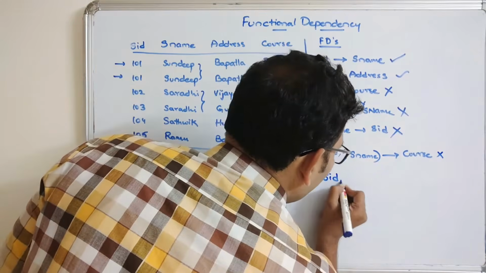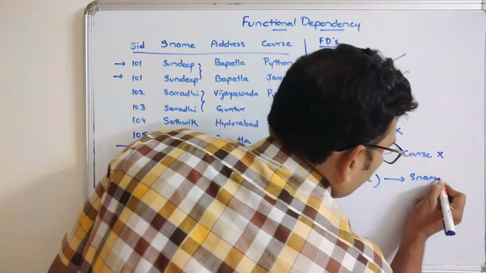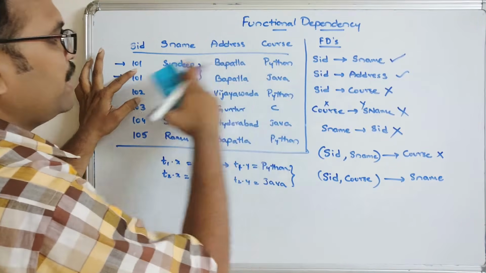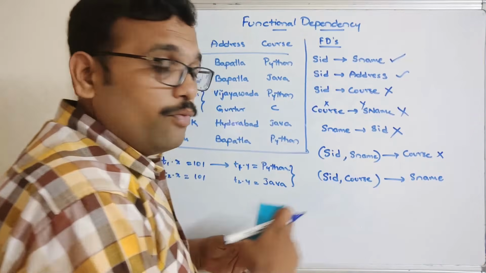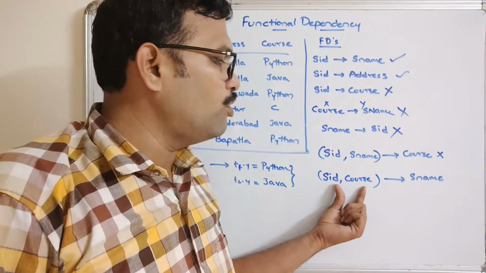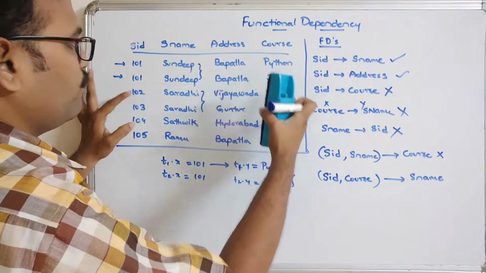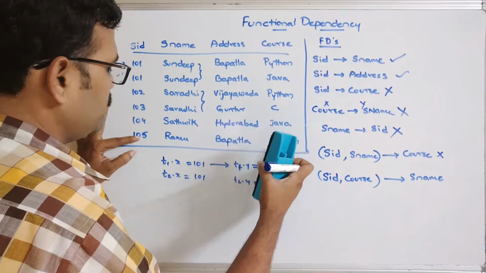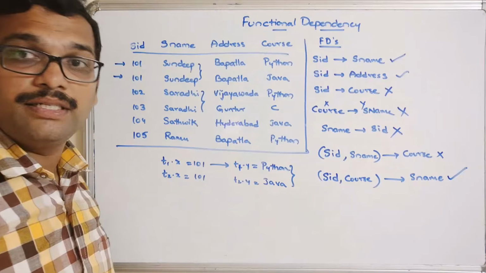Next, SID comma course combined can get the SNAME. 101 Python gives the name Sundeep and 101 Java, both are different, so we should not divide this one, right? We have to find out with a combination. If you know both the SID and course, we can get the SNAME. So here 101 Java, that is unique. 102 Python, it's unique. 102 and C, it's unique. 104 Java, it's unique. 105 and Python, it's unique. So this is a functional dependency.